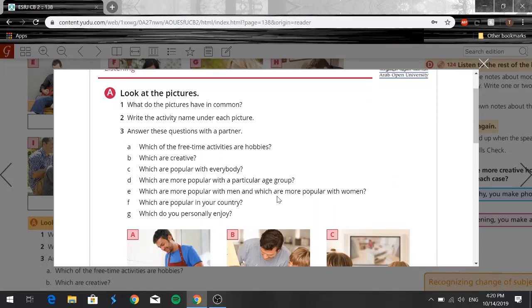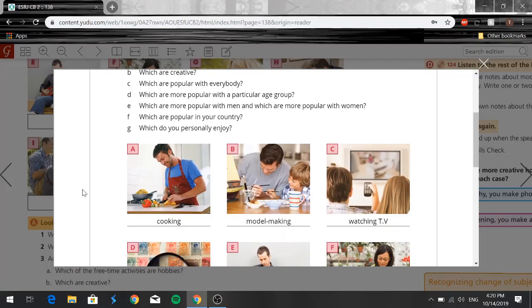Which are more popular with men and which are more popular with women? Right, you guys, don't hate me for what I'm about to say, but back in the day, cooking was something that a lot of women do. Well, here come the feminist women, whatever. You get the idea. Back in the day, women were the holy grail of cooking. Now, obviously, both men and women enjoy cooking, but back in the day, an activity like cooking was a lot more popular among women.